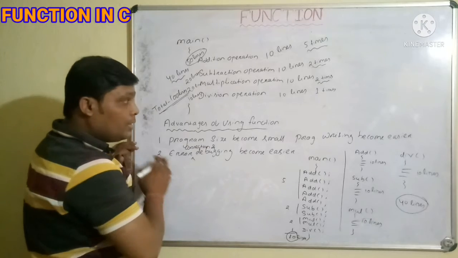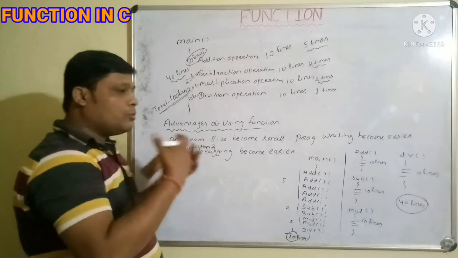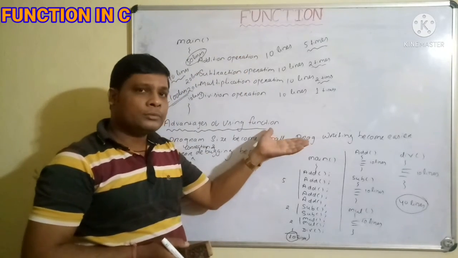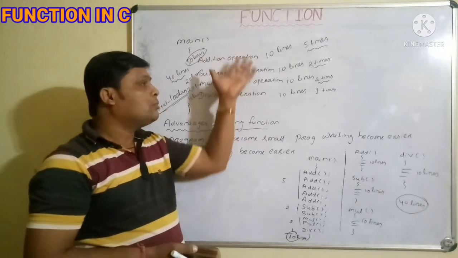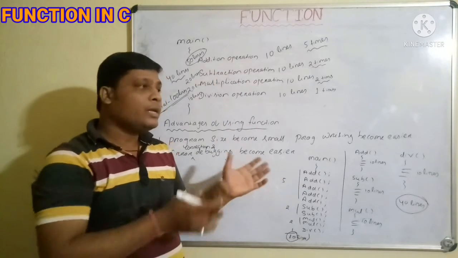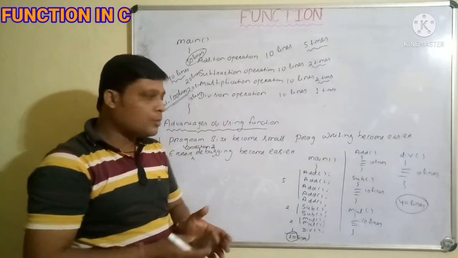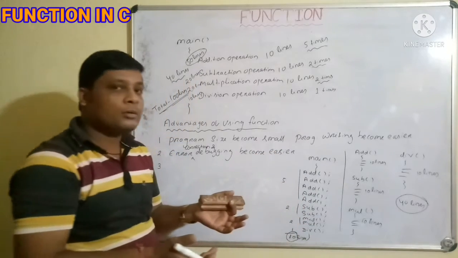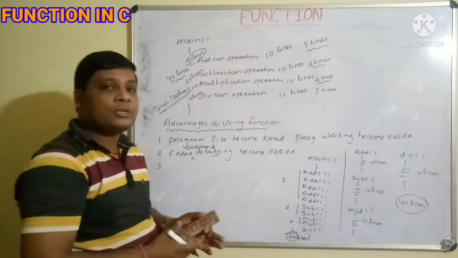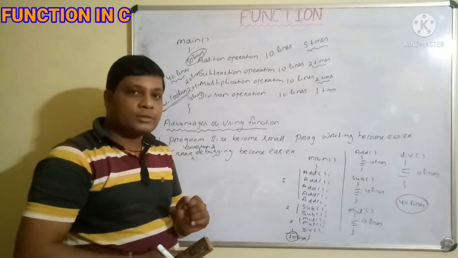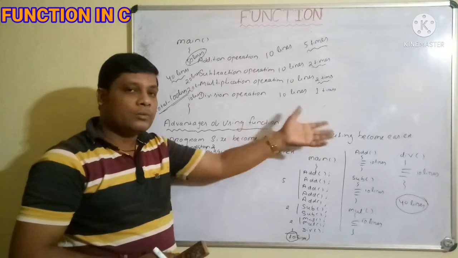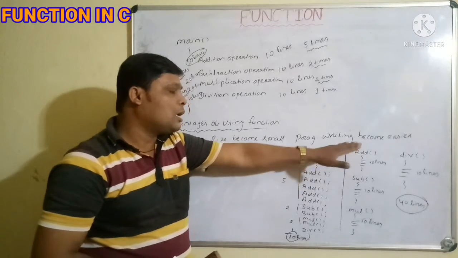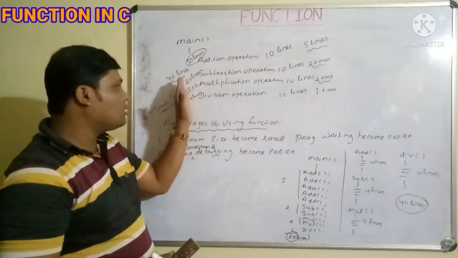50 lines only. In a large program, many times one function will be called. If you are doing some project, then many functions will be called at different time intervals. Suppose you do an addition operation, after that a subtraction operation, after that a multiplication operation, and after that you again want the same addition operation of 2 numbers, then you just call the function. So this is the advantage of using function. The program size becomes small.